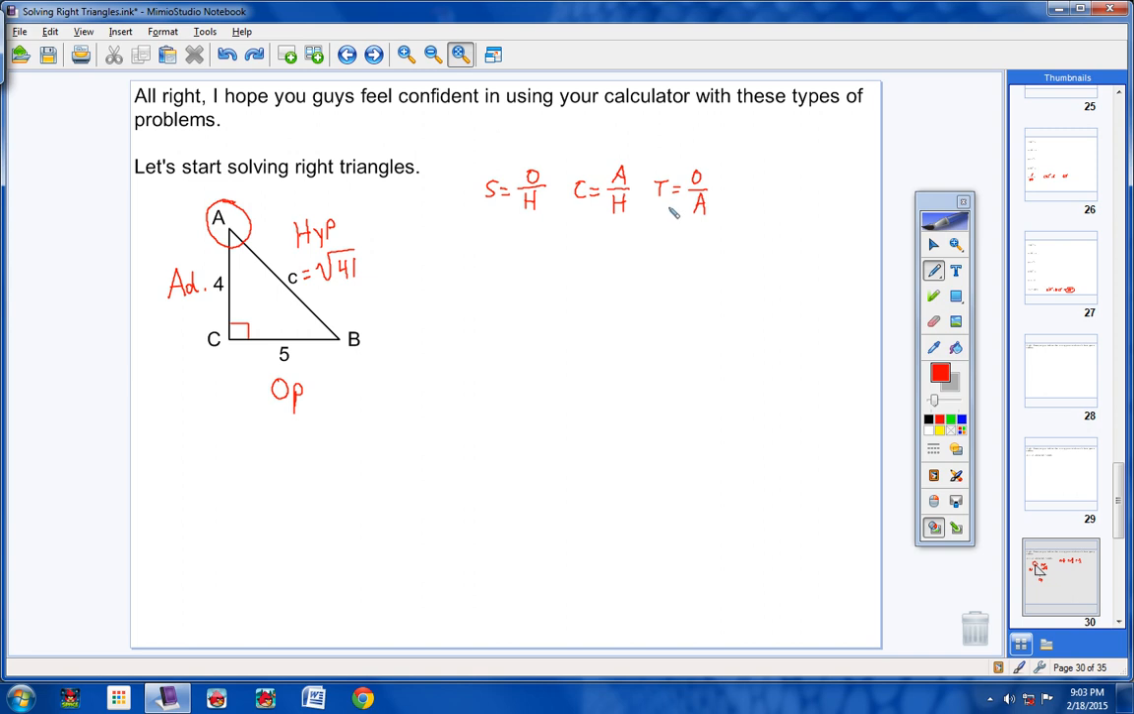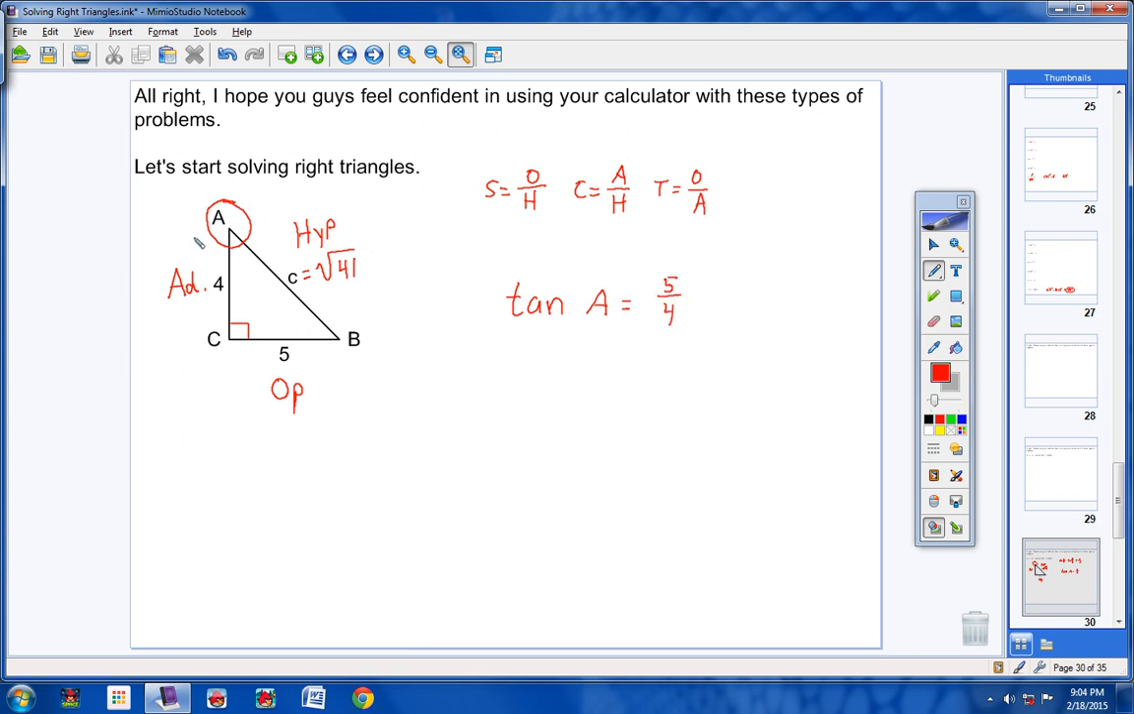I'm going to use tangent. Now remember, once again, you can use any of these trig functions you want to. I'm choosing tangent. So tangent of what angle? Well, I just told you. What angle are we solving for? A. We chose that. Could we have solved for B first? Most definitely. Doesn't matter. Tangent of A. Now what does tangent of A equal? Well, it equals opposite over adjacent. So my opposite is 5, and my adjacent is 4.